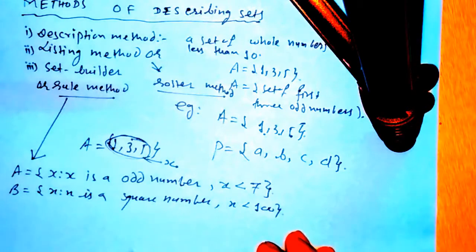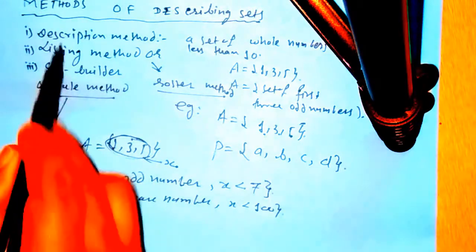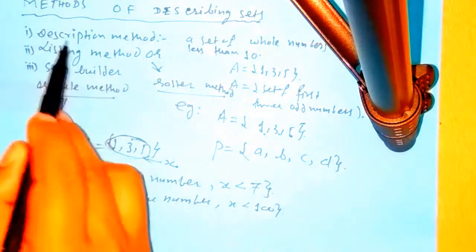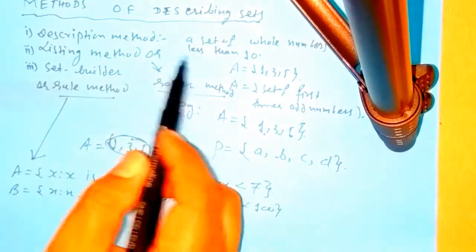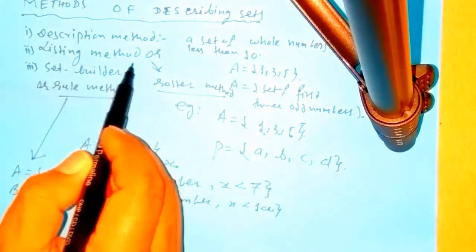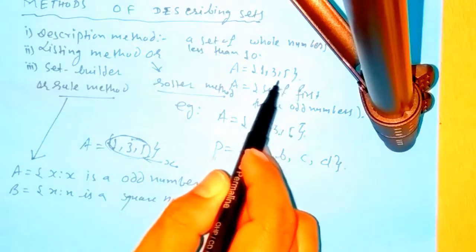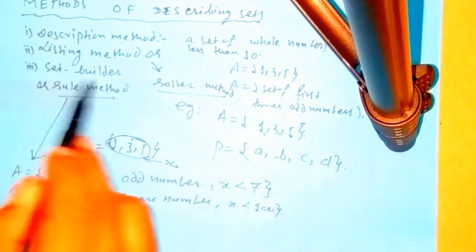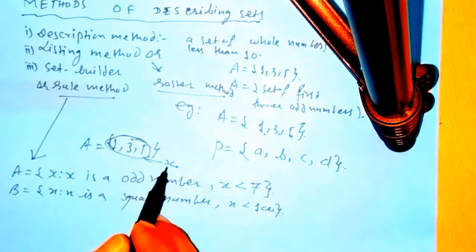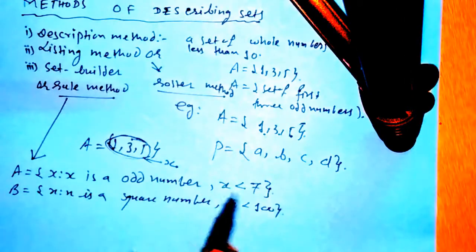In conclusion, there are three methods generally to describe a set: description method, listing method, set builder or rule method. In description method, we describe characteristics or properties of a set, like a set of whole numbers less than 10. In listing method, we list all the elements of the set inside of the braces separated by commas. In set builder or rule method, we suppose all the elements of the set by a variable like x, and we form a rule like this: x such that x is an odd number where x is less than 7.